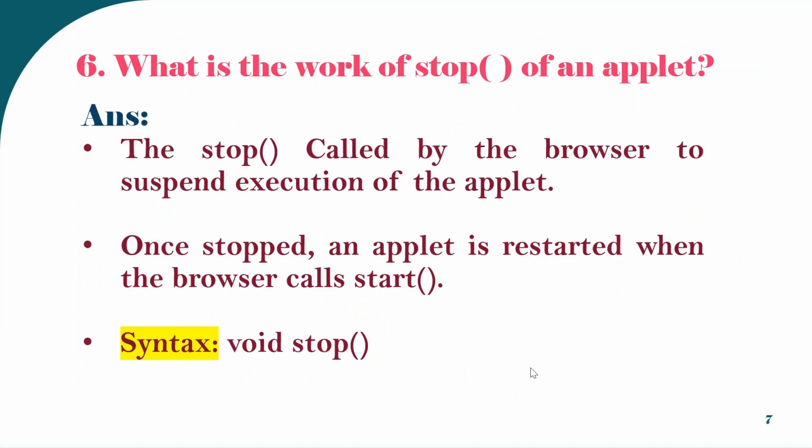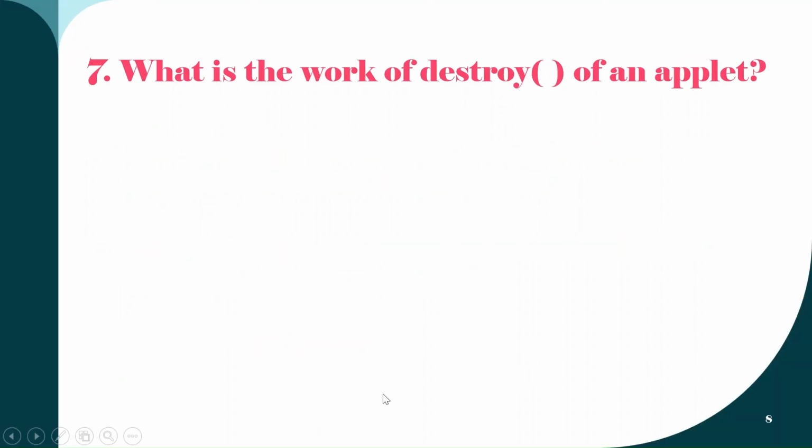The stop method is called by the browser to suspend execution of an applet. So that's what I was saying. When you go from one web page to another, the web page where your applet was running will get stopped. Once you come back, it gets restarted. So once stopped, an applet is restarted when the browser calls the start method. So when you come back to this previous window, the start method gets invoked. The syntax is void stop.